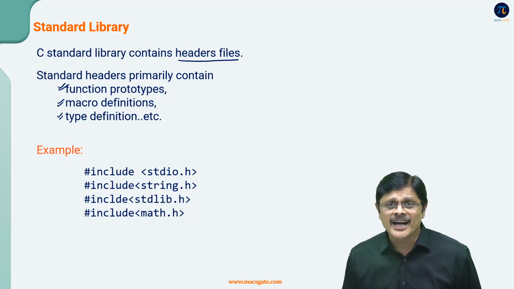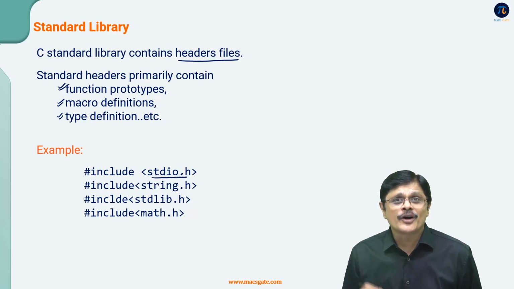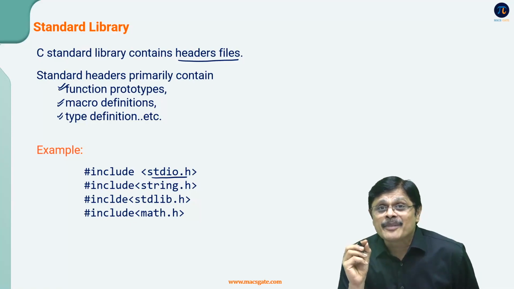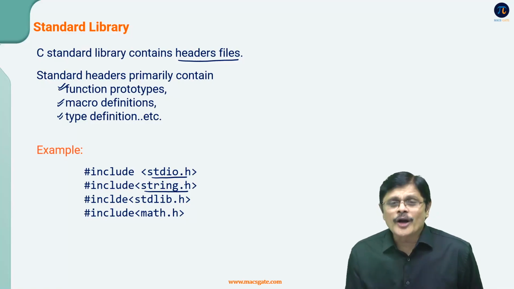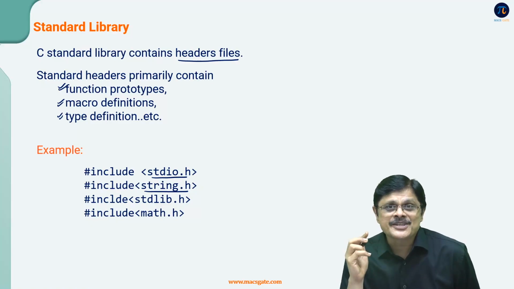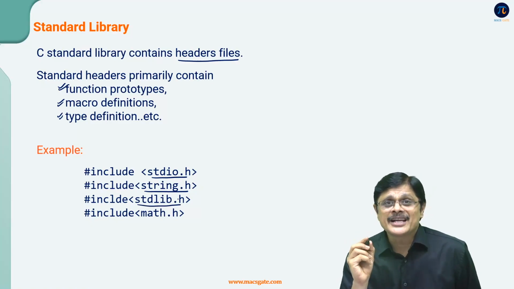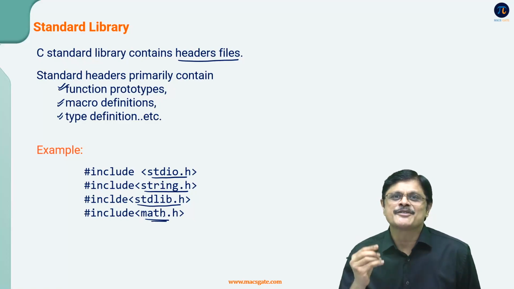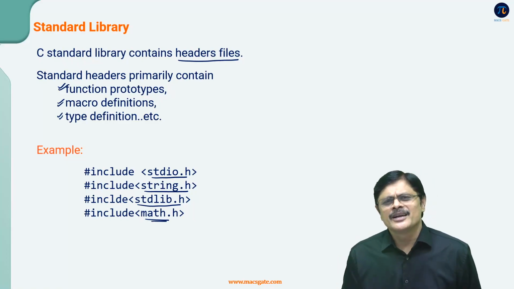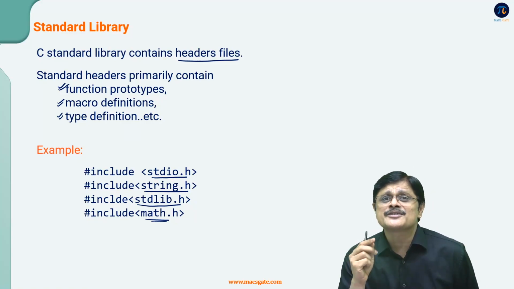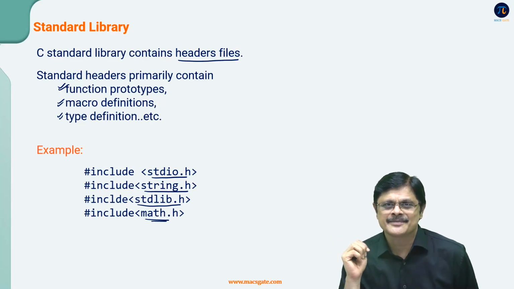The most important header files are stdio.h, which contains the standard input-output library functions. The string.h header file contains the library functions which provide string manipulation. The stdlib.h header file contains the library functions which provide memory management. And math.h contains the library functions which provide mathematical calculation. Similarly, there are different header files which contain the library functions providing the basic functions.